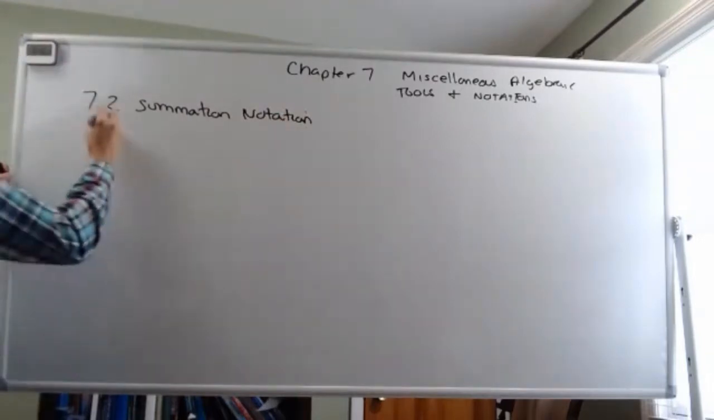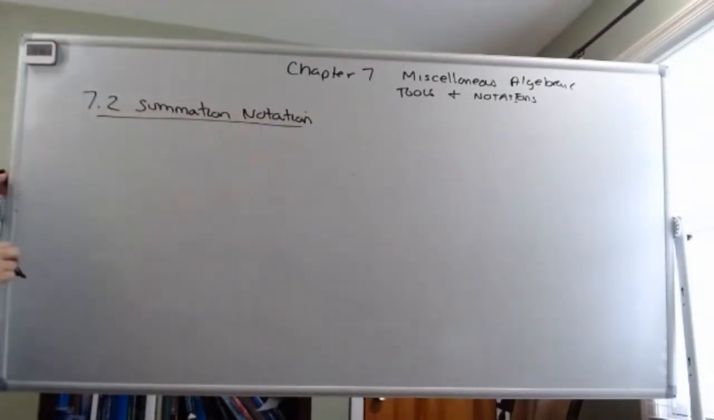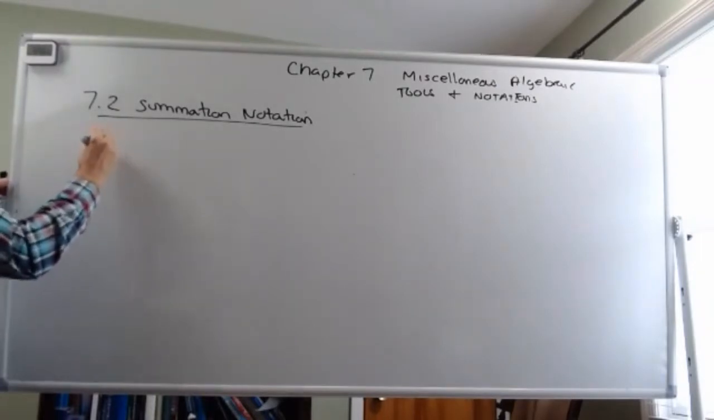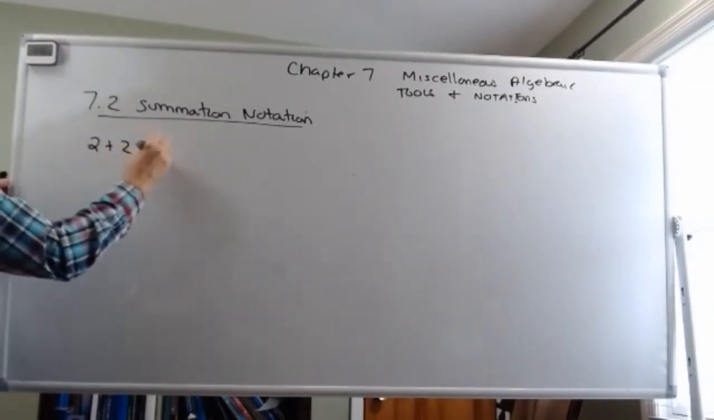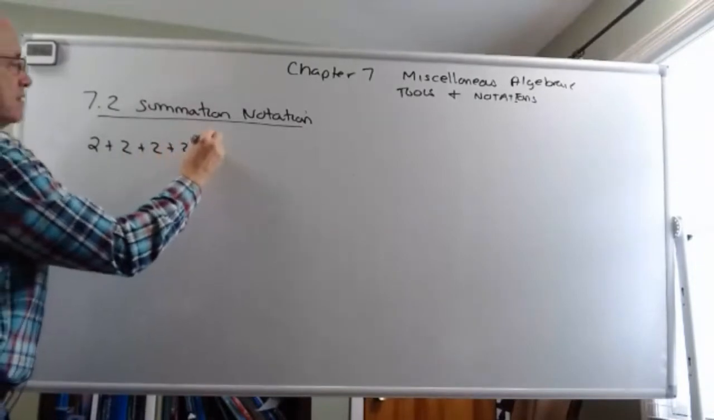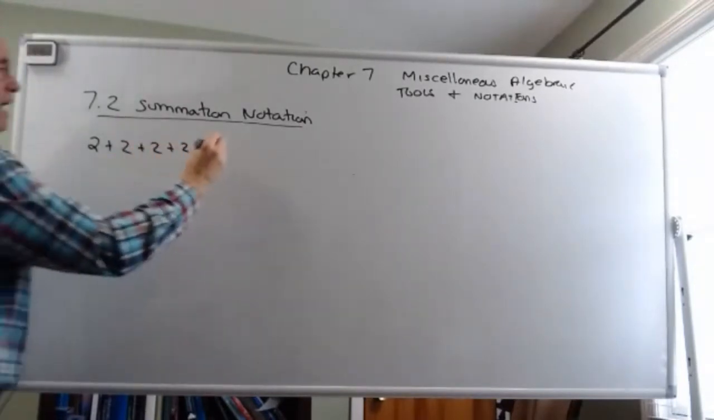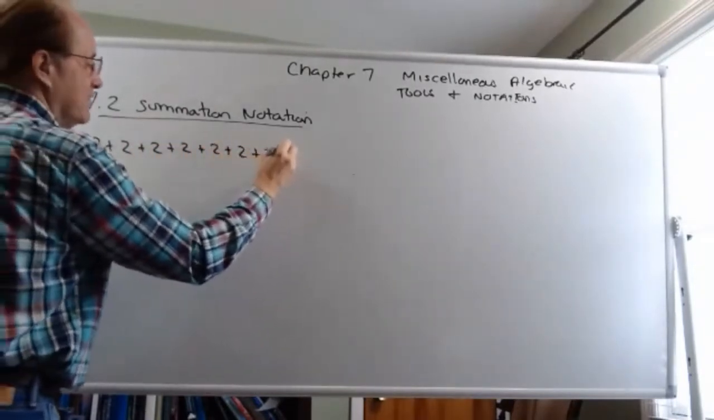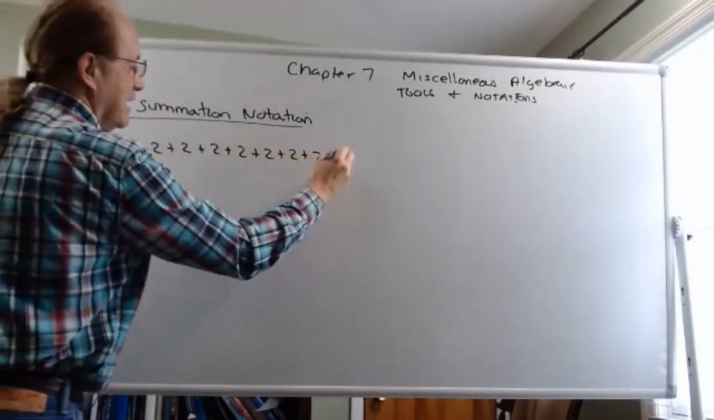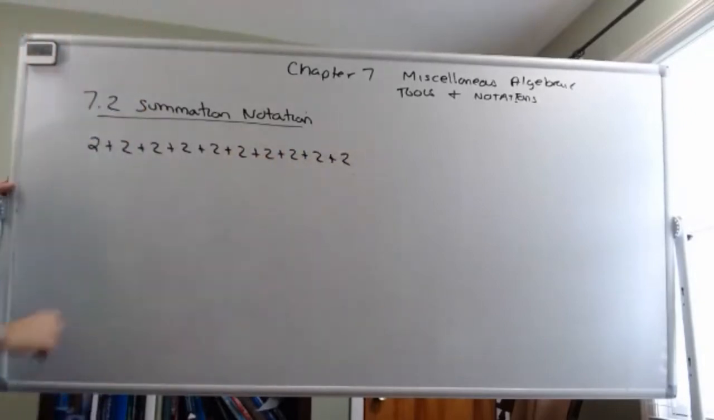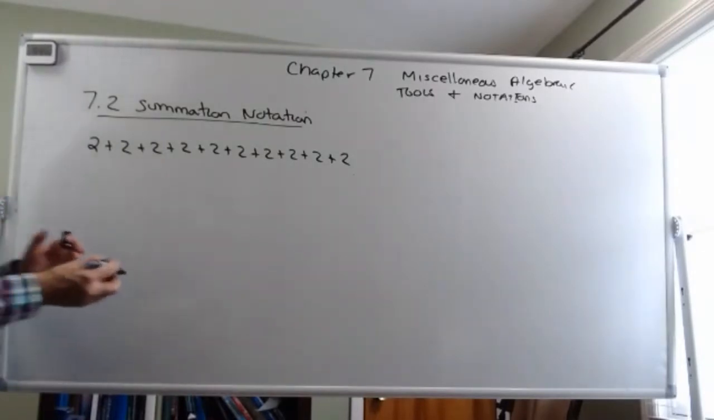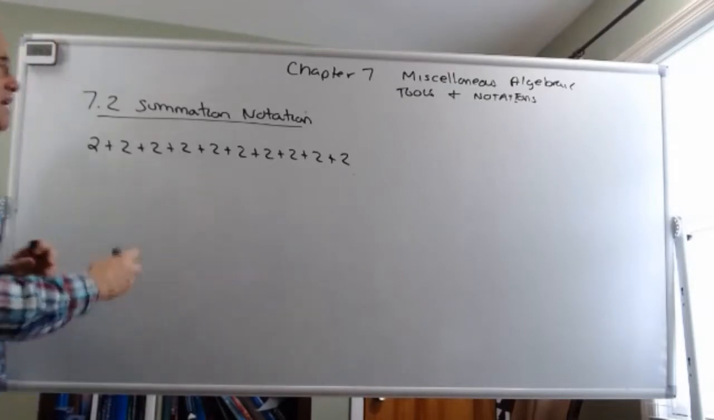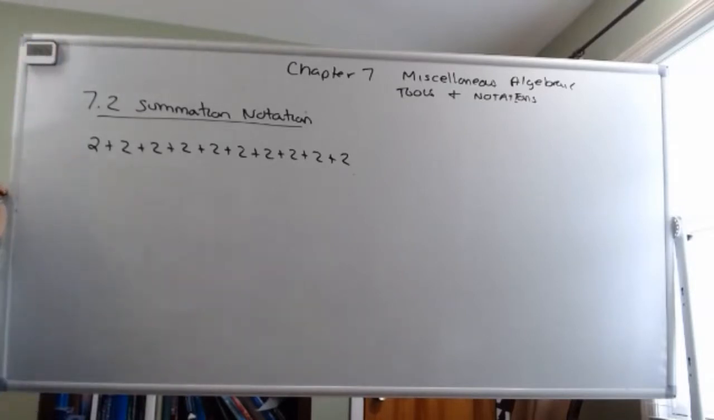Say, for example, I have to add 2 to itself, say, 10 times. I have to write 2 plus 2, and it would be a cumbersome thing. It's 5, 6, 7, 8, 9, 10 times. That's an awful lot of additions to have to write each time. Is there a notation we can use to condense that? That's going to be the summation notation.